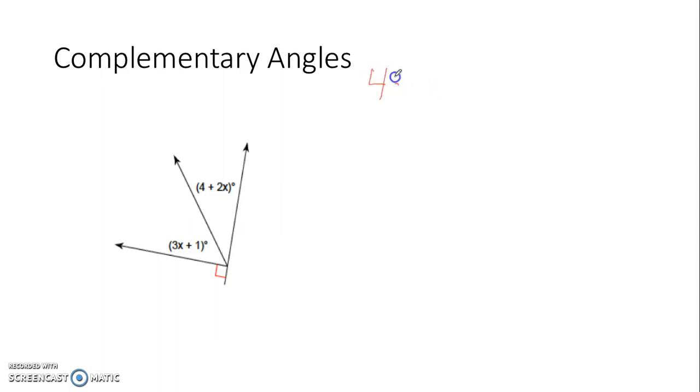Alright, so we have 4 plus 2 times 17. I apologize for that, I accidentally hit a button on my pen. So 4 plus 2 times 17, I'm sorry, 2 times 17 is 34. 4 plus 34 is 38. So we know that this angle right here is equal to 38.